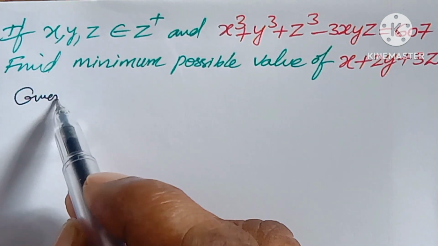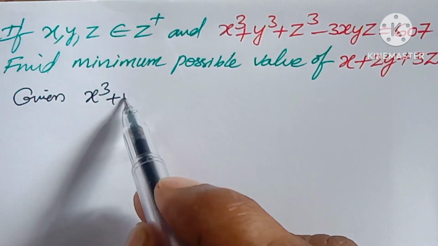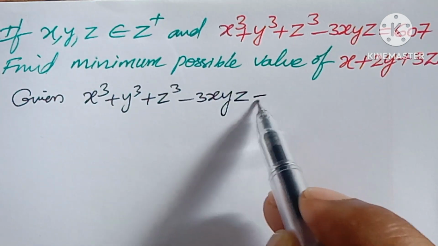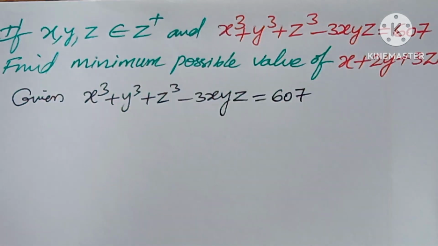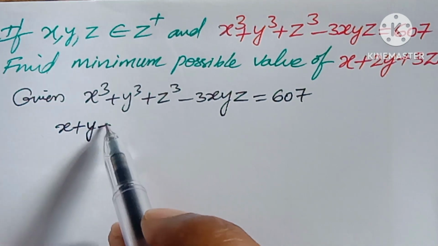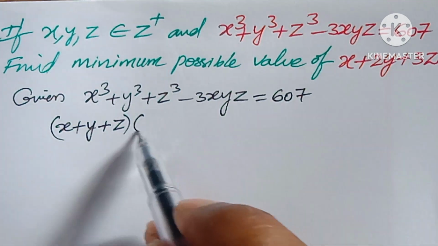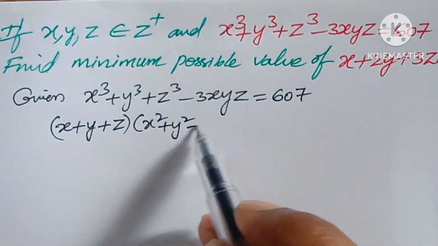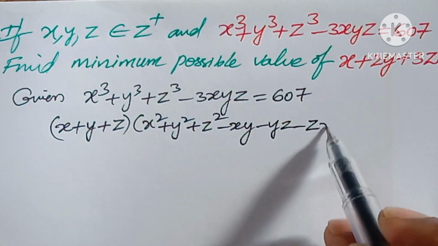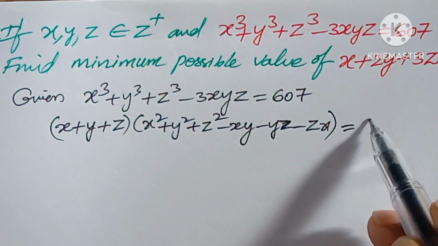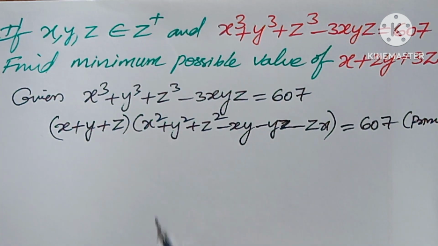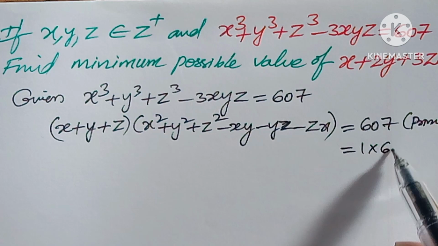So here, what is given? x cubed plus y cubed plus z cubed minus 3xyz equals 607. You know the formula: x cubed plus y cubed plus z cubed minus 3xyz is equal to (x plus y plus z) times (x squared plus y squared plus z squared minus xy minus yz minus zx), which is equal to 607. Here 607 is a prime number, so you can write the factors as 1 times 607 only.